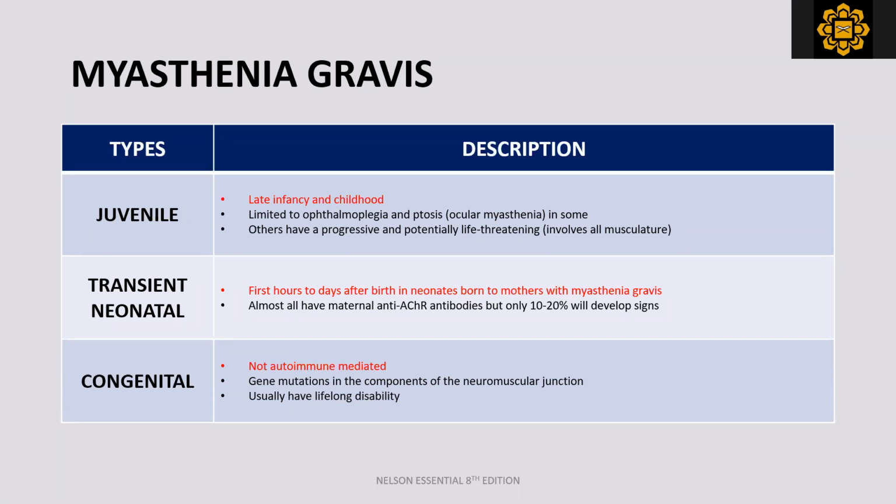And lastly, we have congenital. So congenital myasthenia gravis is not because of the antibody. It's not an autoimmune condition. However, it is caused by a gene mutation in the neuromuscular junction. And usually the patient has a lifelong disability, and usually the treatment will not respond well to anti-acetylcholinesterase.